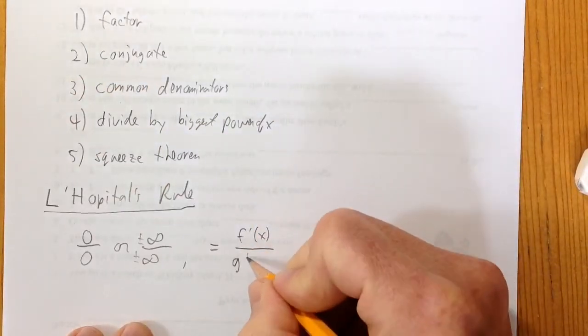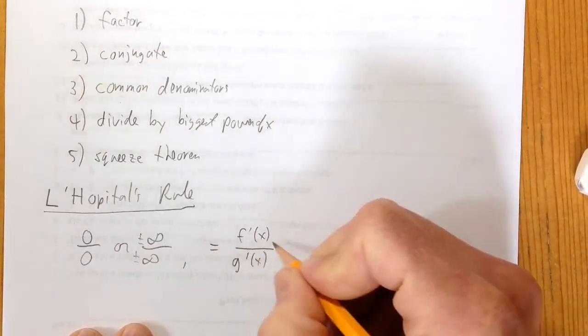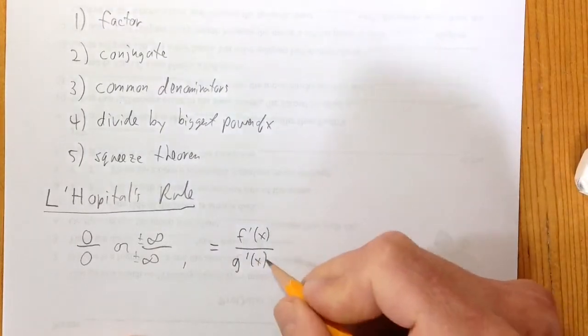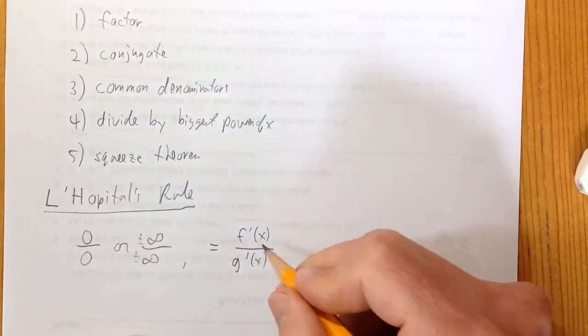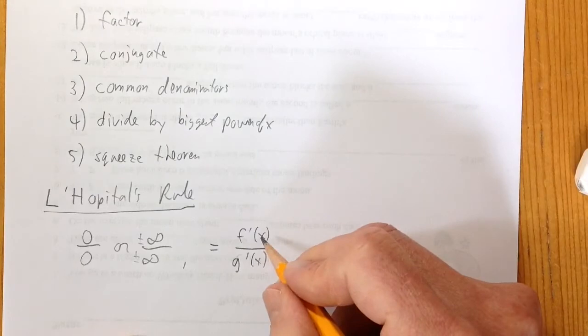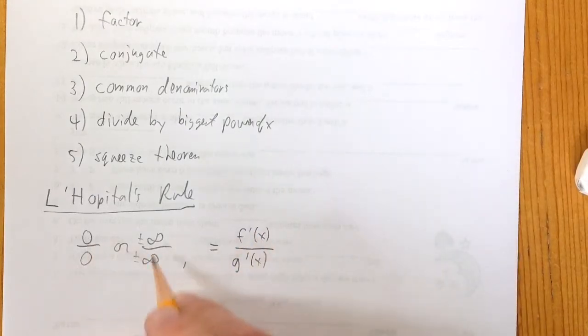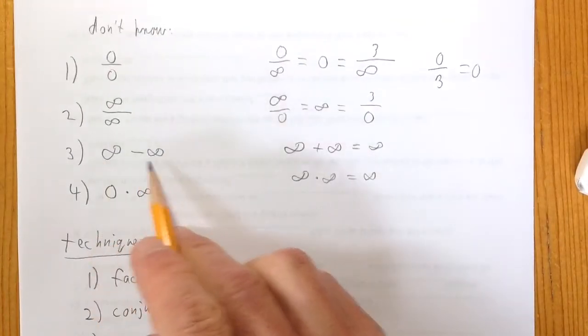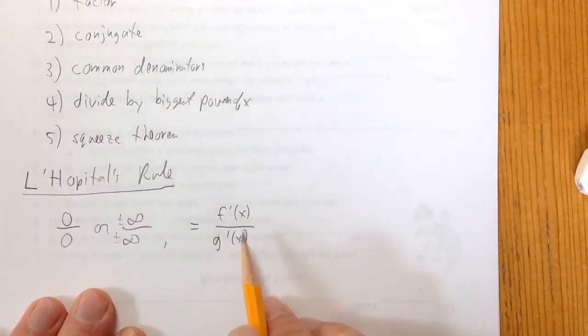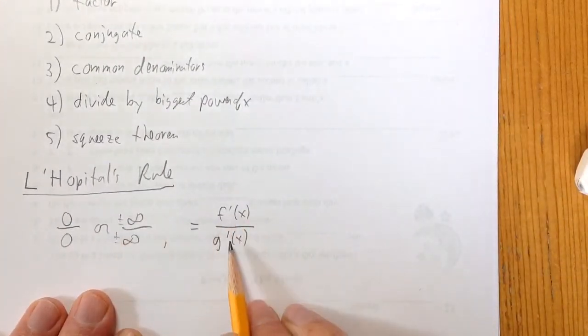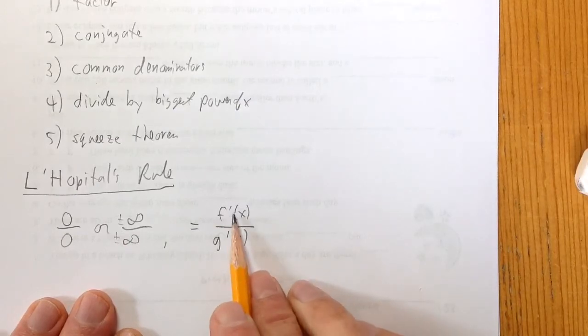So if you have a function on the top and a function on the bottom, you can take their derivatives and find the limit of the derivatives in the top and the bottom. And that will be the same thing. You'll get the same limit. But it has to be 0 over 0, infinity over infinity. It can't be infinity minus infinity or 0 times infinity or something. You have to write it as a fraction. So if you can write a limit as a fraction, then you can take the derivative of the top and the derivative of the bottom.